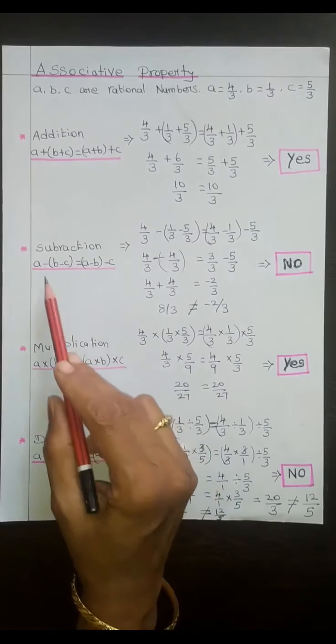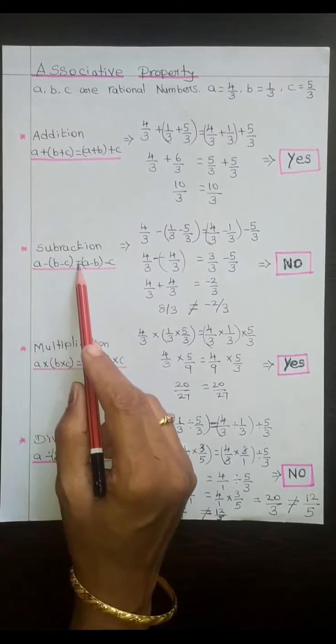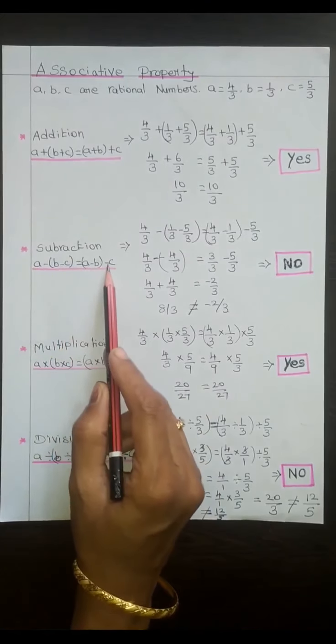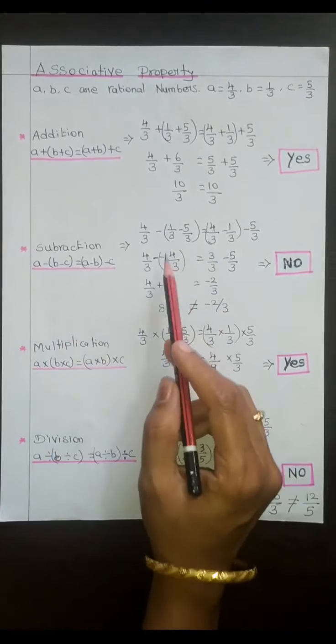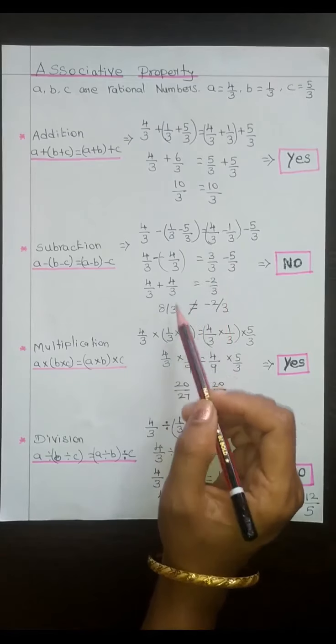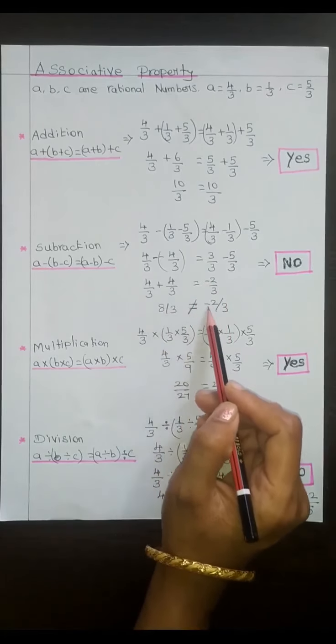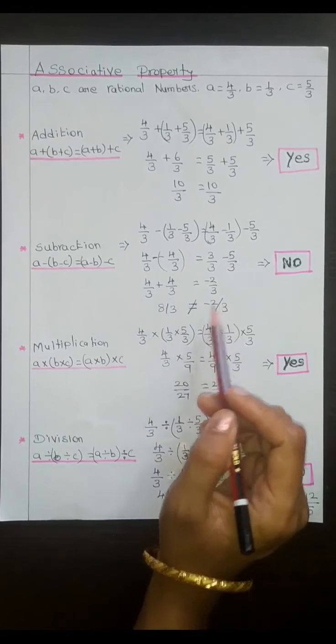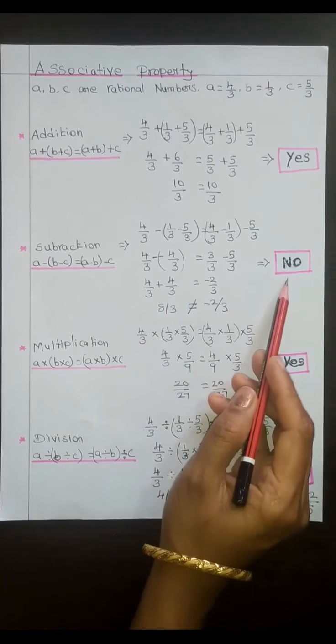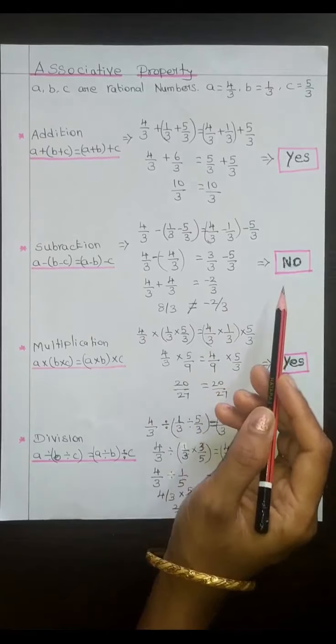In subtraction, A minus B minus C equals A minus B minus C, with the brackets grouped differently. Here I have applied the numbers into the property and got the answer 8 divided by 3, which is not equal to minus 2 by 3. So subtraction is not associative for rational numbers.